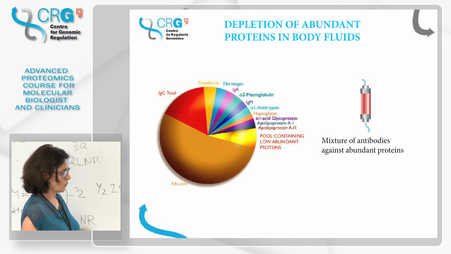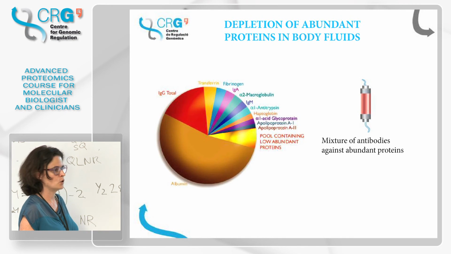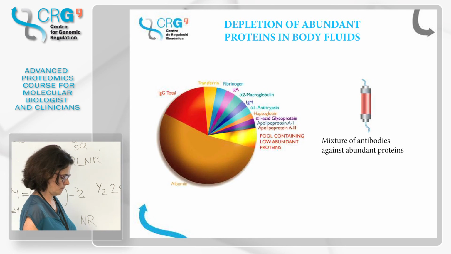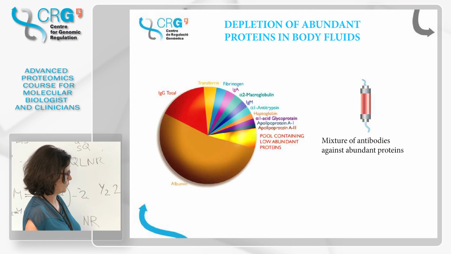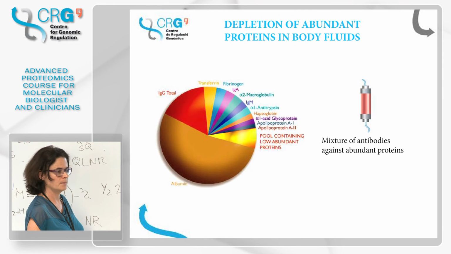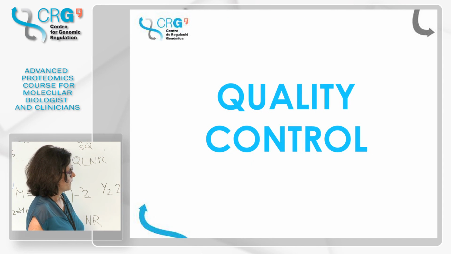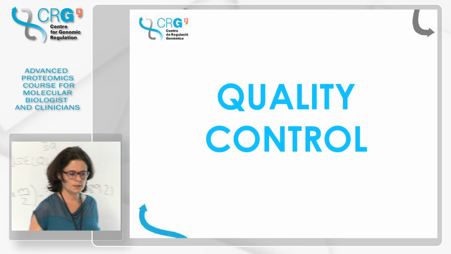So what people do is they deplete the abundant proteins using columns of antibodies against these most abundant proteins. There are several types of columns. Some of them only remove albumin and IgG. Others remove the top 20 most abundant proteins in plasma. There are several combinations. But if you only remove these, you already gain a lot, because you are removing the ones that annoy more. Okay, until here the part of fractionation.